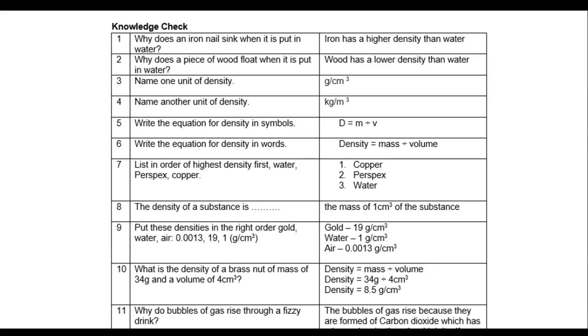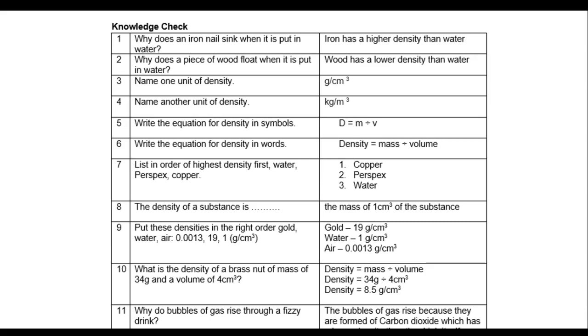So here we have three materials, gold, water and air, and it's then given you three densities, and you need to match up the materials to the densities. Gold has the highest density, it's 19 grams per centimeters cubed. Water has a density of just 1 gram per centimeters cubed, and air then has 0.0013 grams per centimeters cubed.